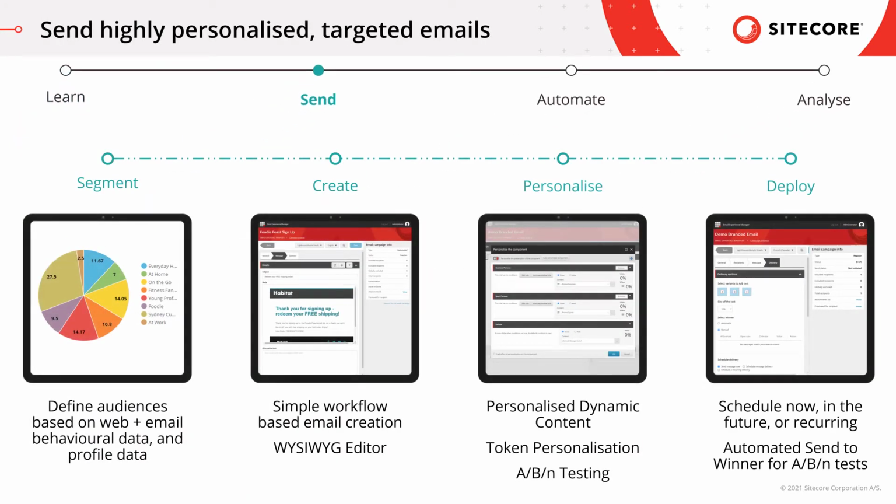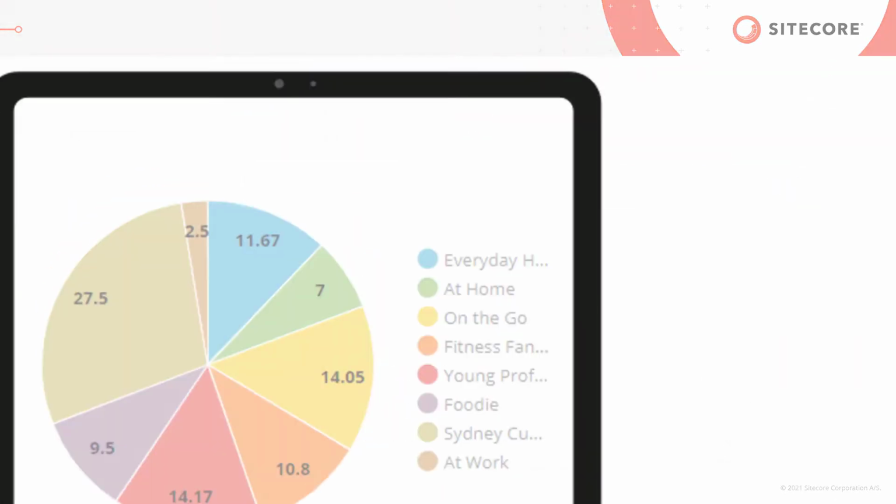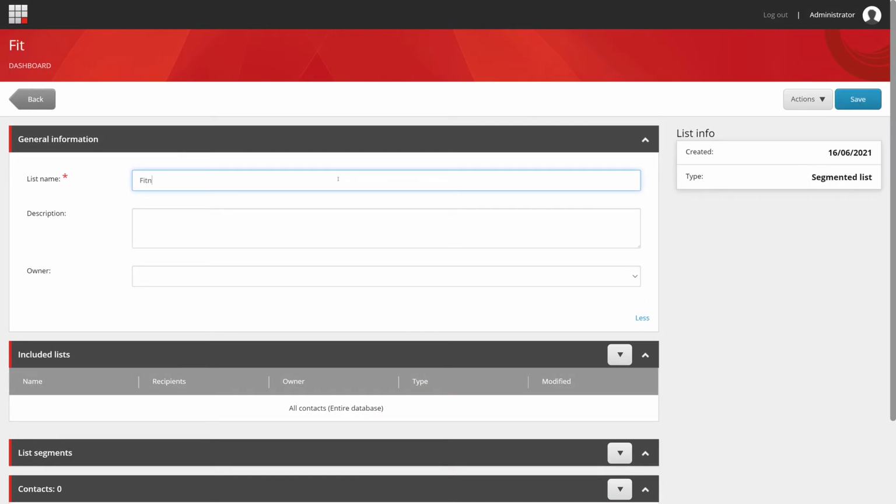Now that we know our audience, we can start to craft email communications that are relevant to them, as relevancy is one of the key ways to cut through the noise that exists in most people's inboxes these days. Let's create a segment to target Izzy and the other fitness fanatics like her.